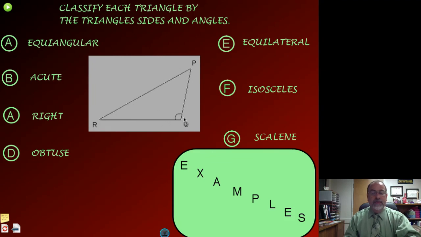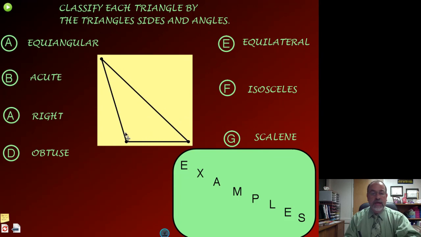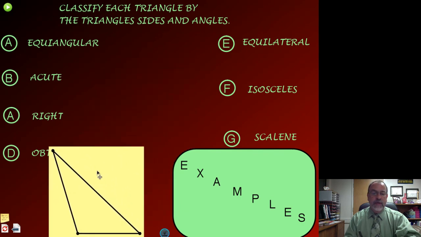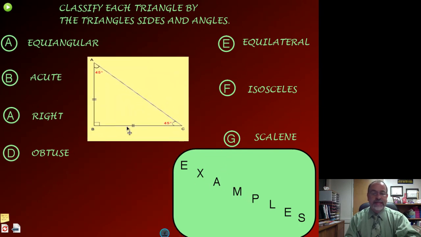Okay, we don't have any angle measurements, but it looks like this is an obtuse angle, so this would be an obtuse triangle if we're classifying by its angles. And by its sides, it doesn't look like any of these are the same length, so that would be scalene. Again, this angle appears to be more than 90, so that would be an obtuse triangle, and the sides are not the same length, so this would be scalene. And your acute and obtuse triangles are always scalene.